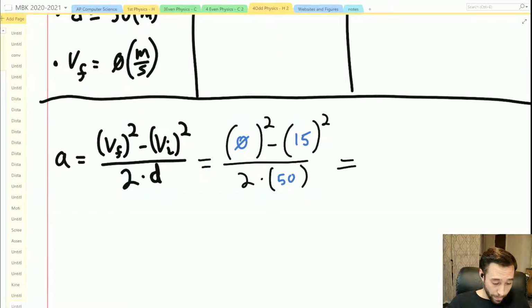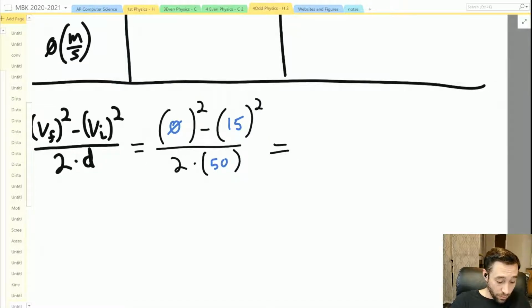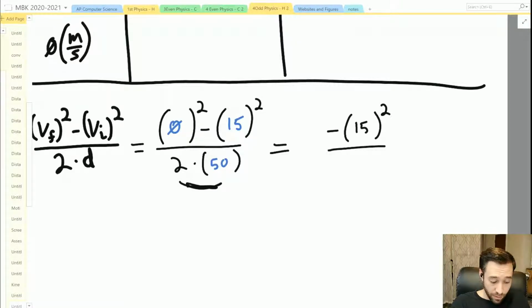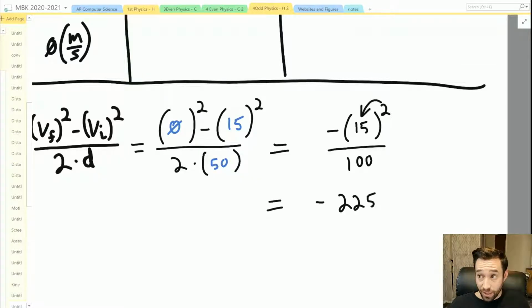All right. Okay. So let's do this. So this should be 15 squared over. So let's go ahead and simplify this denominator right here. So the 2 times 50, that's just going to be 100. So 15 squared is 225. And then I have the negative outside of that because this square is only applying to the 15. It's not being applied to the negative. Okay. So I get a negative 225 on top divided by 100.